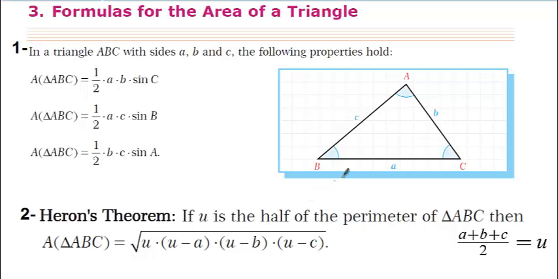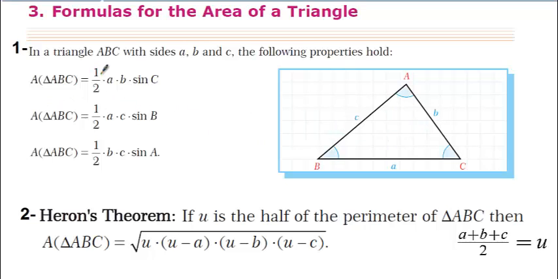This is the last lesson about trigonometry. In this lesson, we are going to find the area of the triangle by using two formulas. The first formula is the sine formula. As you see, all the formulas are giving the area of the triangle ABC here.